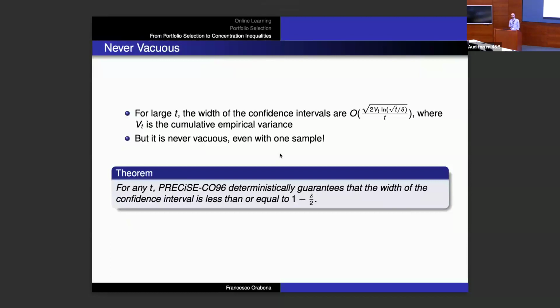And so what we can show, I cannot show you a very nice formula, because again, I avoided doing simplification because the simplification would give me a loose formula. But I can tell you that asymptotically, the intervals that you get have this shape, where this is the empirical variance. And this is, again, the right one up to the logarithmic term that should be log-log. But there is an even more important property. We can show that this is always non-vacuous. Even with one sample, the confidence intervals that you will get are always non-vacuous.